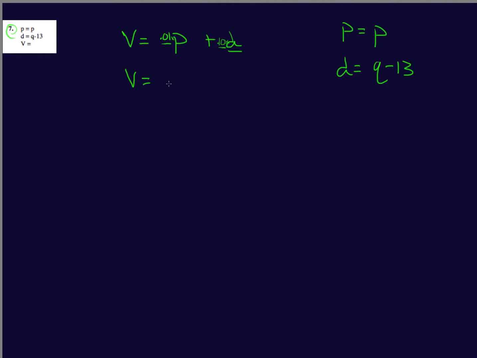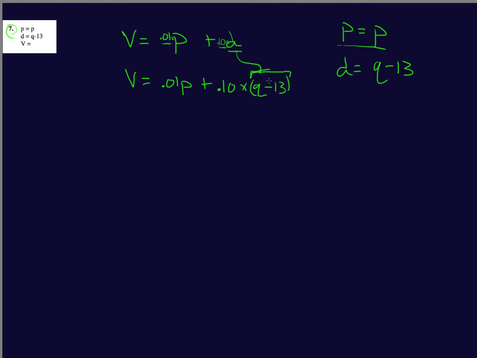It's going to say V equals 0.01 P, since P just equaled P over here, and then plus 0.10 times Q minus 13. Now, one thing that gets tricky is where do you put parentheses? Well, you know that Q minus 13 represents D, and therefore we have to put parentheses around this because this whole thing is just D.